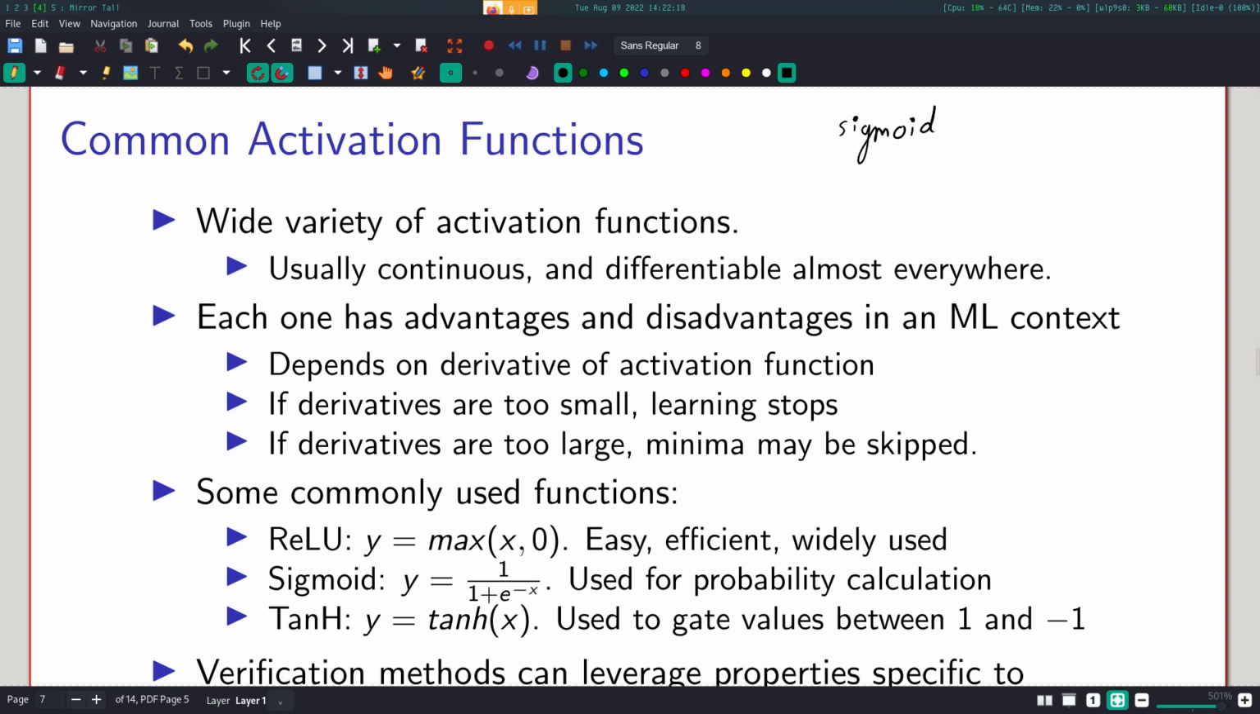But the actual fact is that there is a very wide variety of activation functions, right? But a few things that people usually make sure of when they make these activation functions, and there are some theoretical and practical reasons for that, is that these activation functions are almost always continuous. I'm saying usually here, but you won't come across a non-continuous activation function anywhere, I think. And they are also differentiable almost everywhere, right?